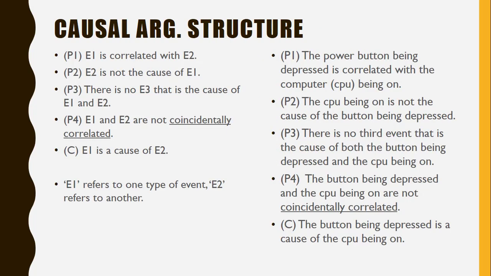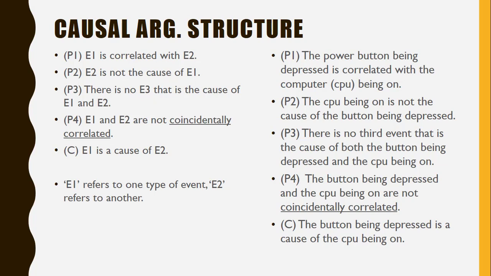Okay, so let's look at examples of causal argument structures. Let's look at the first column first. This has a causal argument that would be a proper causal argument, how it looks formally in logical form with variables. So the first premise would be something like this.